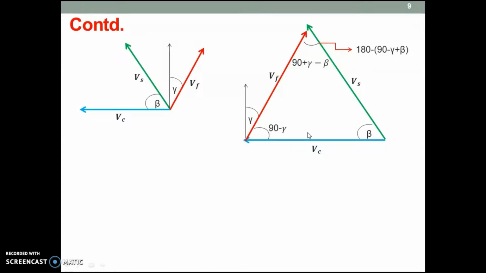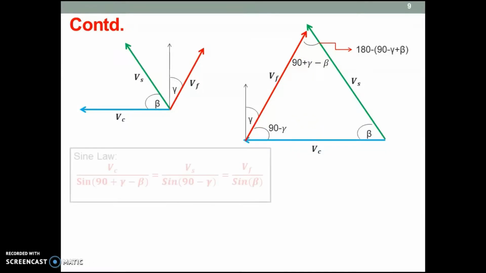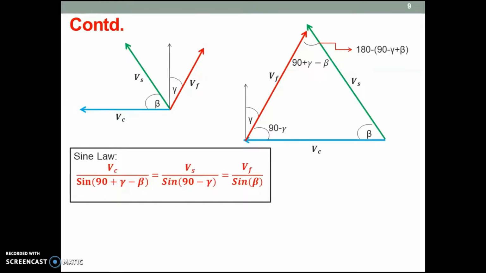Now, as this is a vector triangle, we can apply the sine law. What does the sine law state? Sorry, the length of a side in the triangle is proportional to the sine of the angle opposite to it. So if the length of this side is proportional to the sine of this angle, likewise the length of this side is proportional to the sine of this angle, and this side to the sine of this angle. What do we mean by length? The magnitude of this vector.